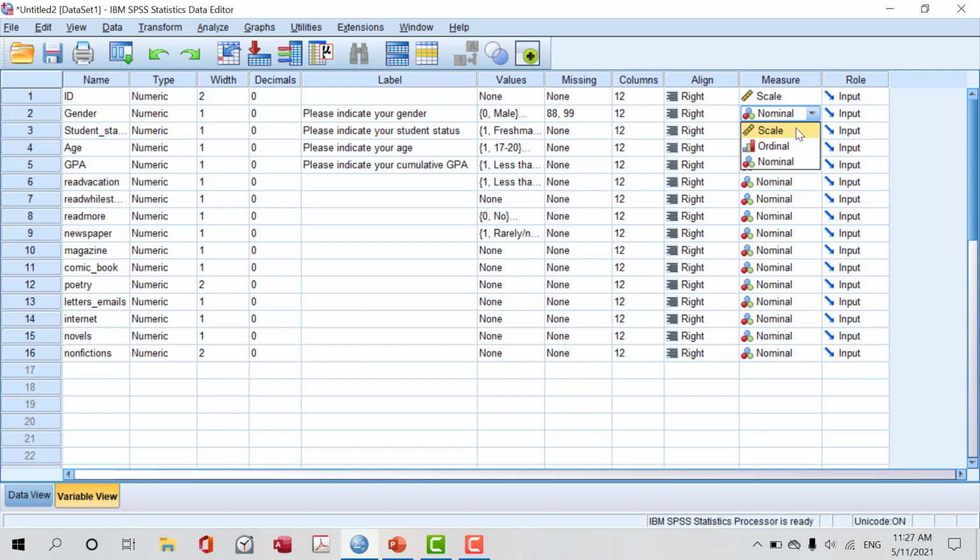All right. So in the next video, we're going to learn how to properly select the measurement for each of the items or each of the variables here.